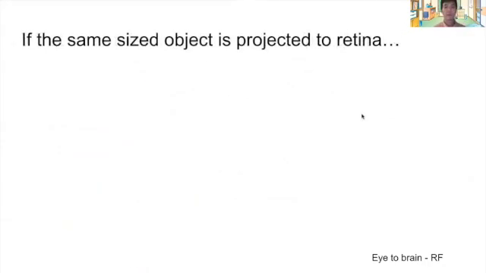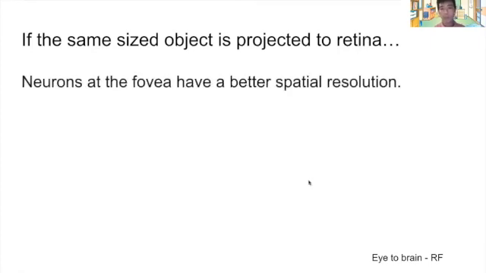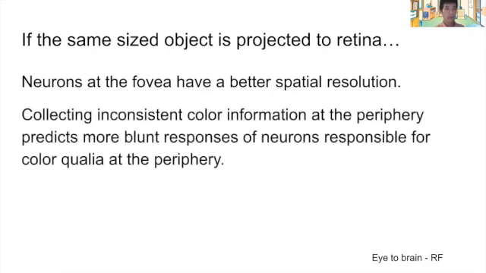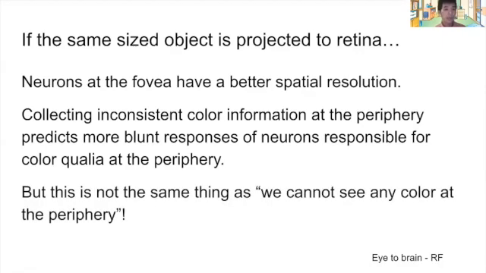If the same size of object is projected to the retina, then neurons at the fovea have a better spatial resolution, and collecting inconsistent color information at the periphery predicts that more blunt responses of the neurons are responsible for color qualia at the periphery. So there is nothing magical about that. But this is not the same thing as the statement like Dan Dennett made, that we cannot see color at the periphery, or that color extends over the edge of the vision. You can't make that kind of claim just from this type of argument.